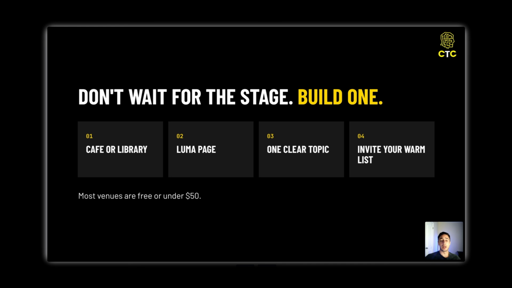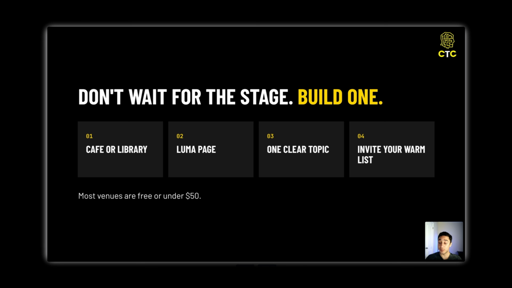And of course, for those of you who really want to get that client, do not wait for a stage for somebody to give you. You can just build one. Choose a cafe or a library or even a hotel conference room. Set up a Luma page. Have one clear topic you want to talk about. Invite your warm list first. Talk to the connectors. Just try to get as many people as possible. Even for your first meeting, 10 to 15 people are more than enough.